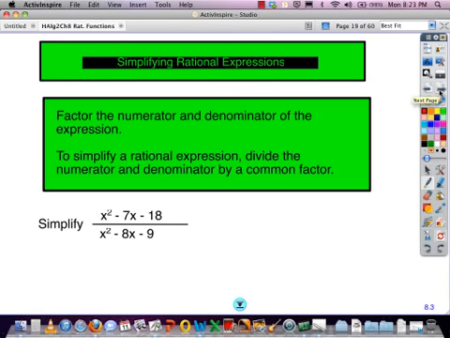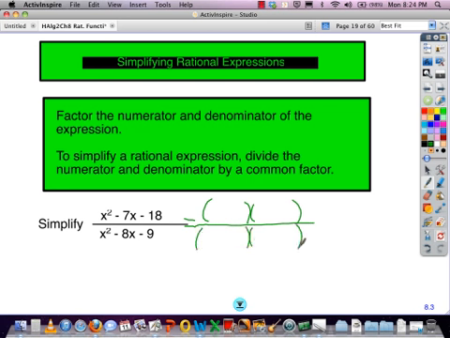Simplifying rational expressions: you want to factor the numerator and denominator, which is what we've been doing. You should be familiar with that. To simplify a rational expression, divide the numerator and denominator by a common factor. That will help. So let's go and factor. In this example, we've got nice trinomials, and they're nice easy ones.